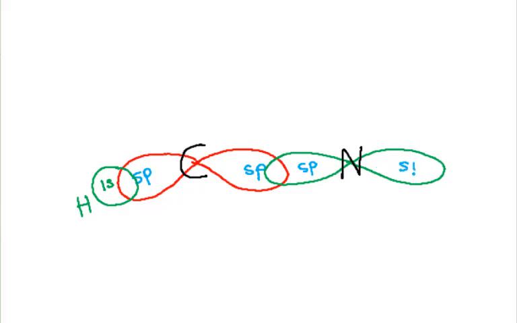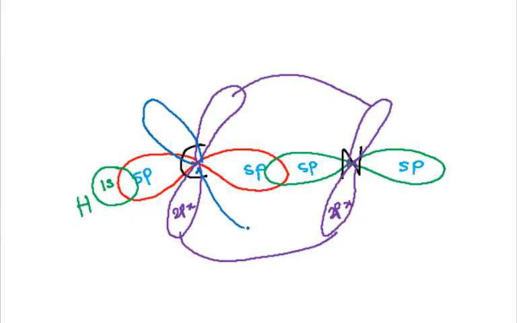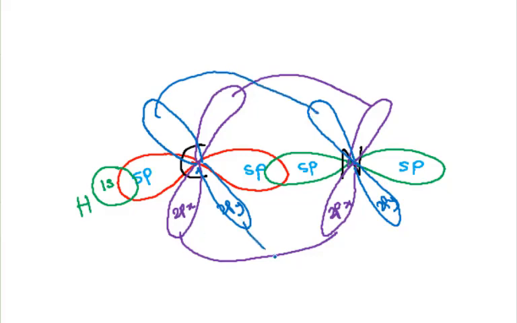The first C-N pi bond is formed when 2px orbital of carbon overlaps with 2px unhybridized orbital of nitrogen side to side. The second C-N pi bond is formed when 2py unhybridized orbital of carbon overlaps with 2py unhybridized orbital of nitrogen side to side. Don't forget to label the atoms, orbital, and the sigma bonds.